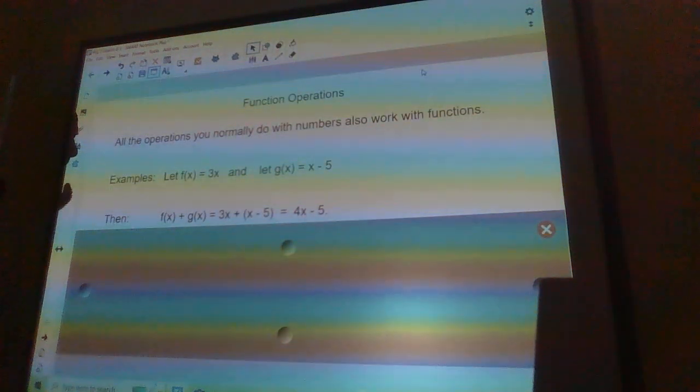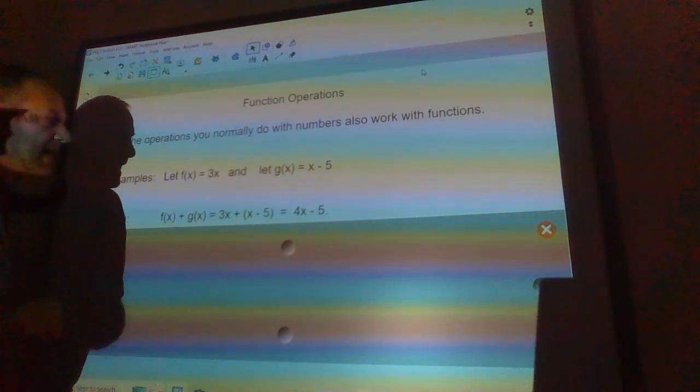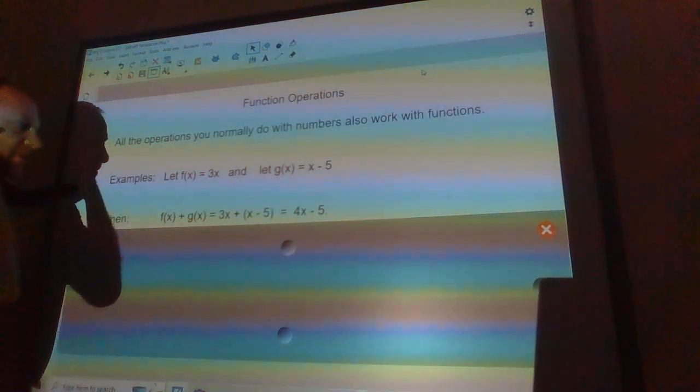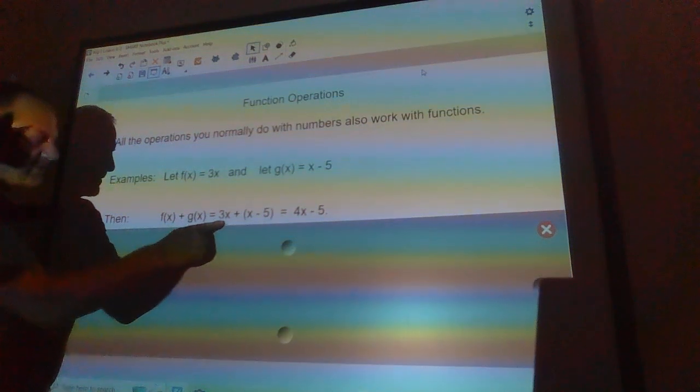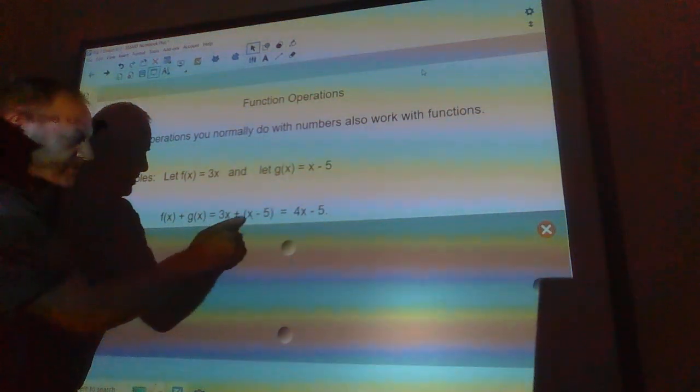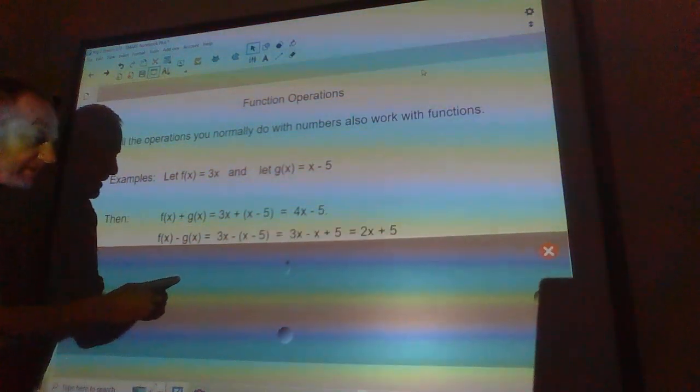So if I let f of x equal 3x and let g of x equal x minus 5, then f of x plus g of x is 3x plus x minus 5, which is 4x minus 5 when I combine my like terms.